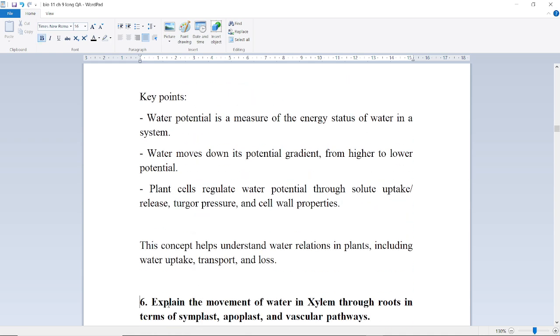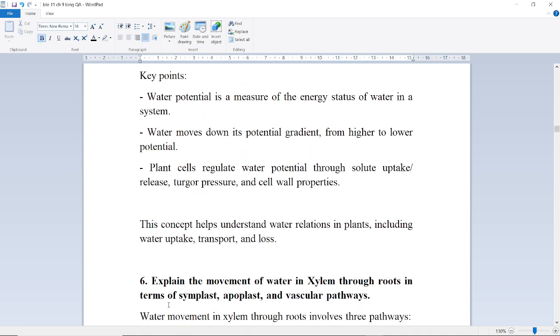Key points: Water potential is a measure of the energy status of water in a system. Water moves down its potential gradient, from higher to lower potential. Plant cells regulate water potential through solute uptake and release, turgor pressure, and cell wall properties. This concept helps understand water relations in plants, including water uptake, transport, and loss.